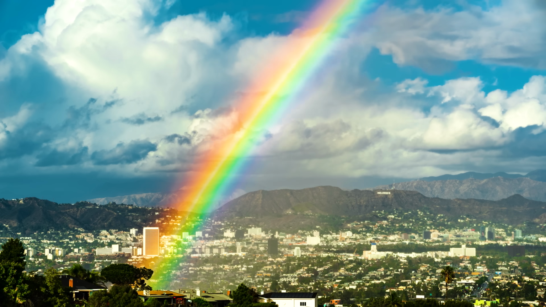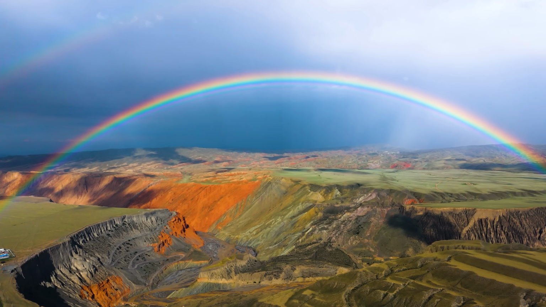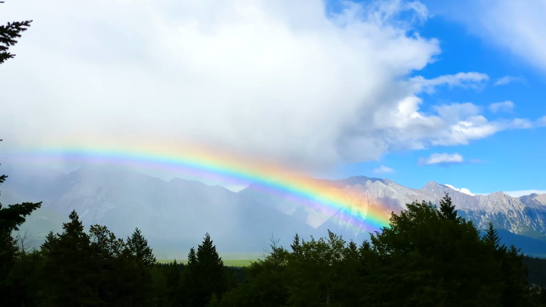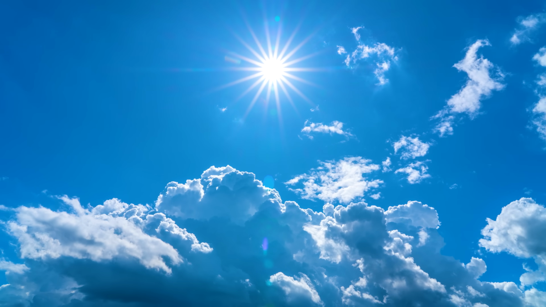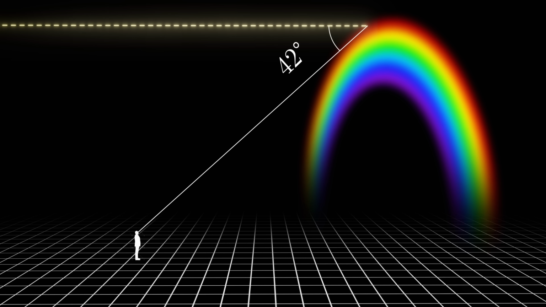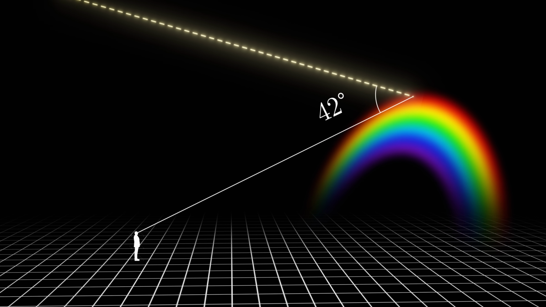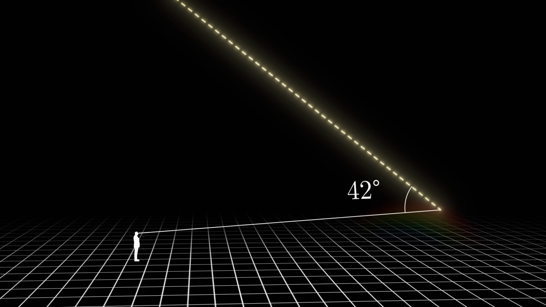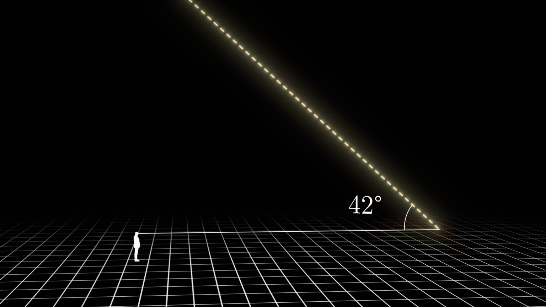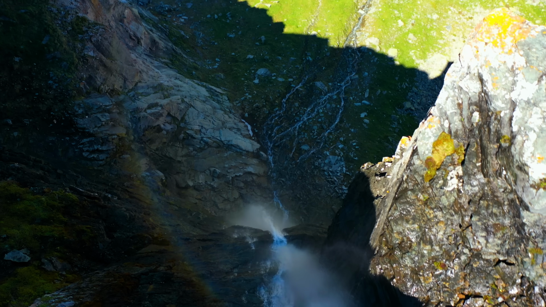This also explains why in most parts of the world you can only see a rainbow in the early morning or late afternoon, not in the middle of the day. The higher the sun is, the lower the top of the rainbow is, and when the sun is more than 42 degrees above the horizon, no rainbow is visible from the ground.